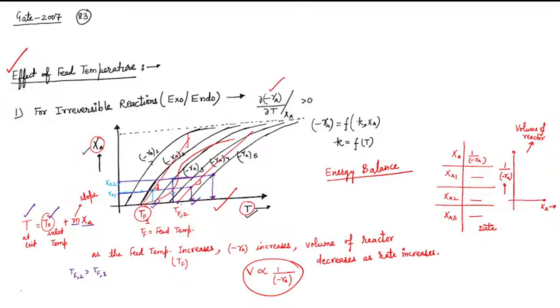Volume in this case, when the feed temperature is TF2. Sir, when the feed temperature is TF2, it will require the lesser volume. That is the effect of the feed temperature. Are you getting this thing or not?